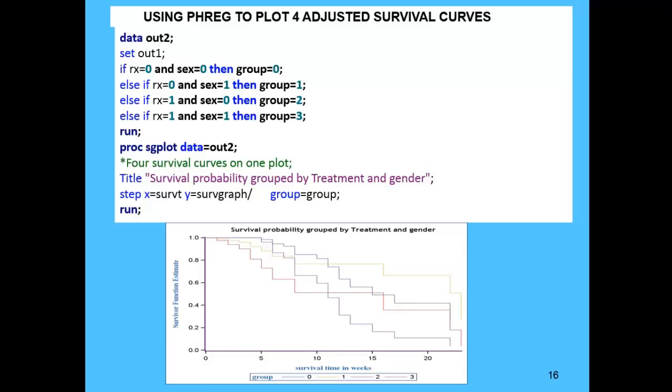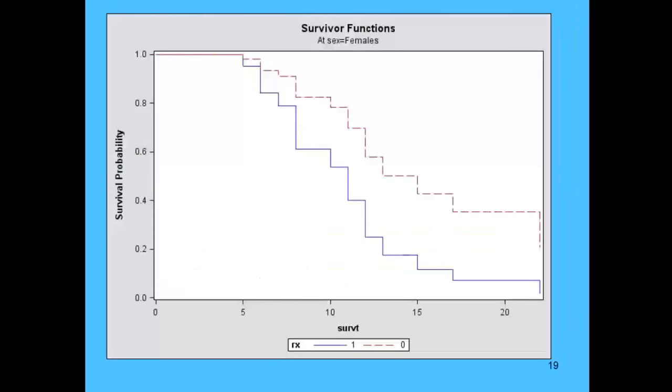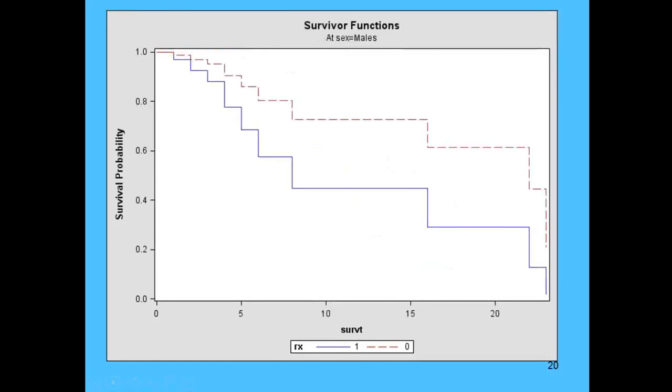Well, there's also a way, and again, I'm not going into the code per se, but there's a way you could write the code so that you wind up getting, what is this? What am I doing here? How many curves are on this graph? 2. And what does it say at the top? Females. Okay. The next graph, how many graphs? 2. That's for males. So you can either put all four survivor curves on the same graph, but that's not really what you'd want to do.